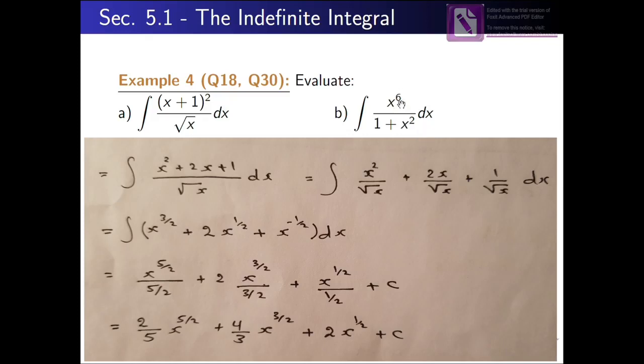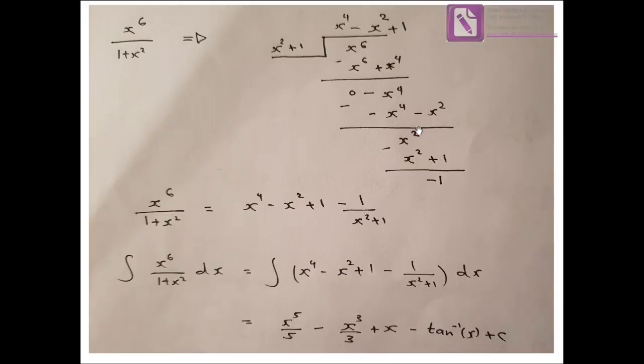So for this one, if you have here, this one is higher power than this one, you will do the long division. So here we have x power 6 over 1 plus x squared.